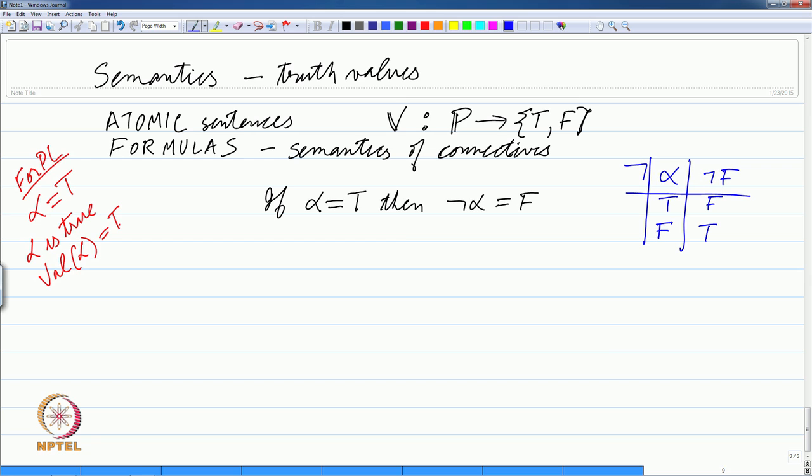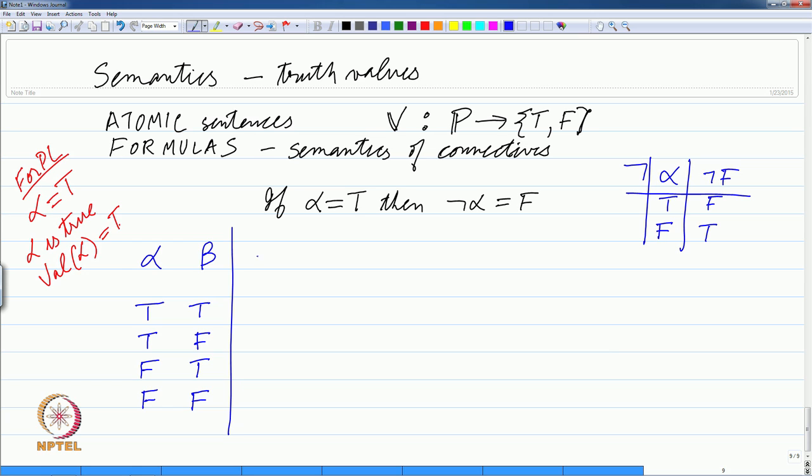Likewise, we can construct truth tables as you are familiar with for other connectives. So, let me do a few examples here. So, the other connectives are binary connectives. So, they take two values. So, let us say alpha and beta, and the values are either true true, true false, false true, or false false. These are the four combinations of values that we can look at, and we can define different connectives.